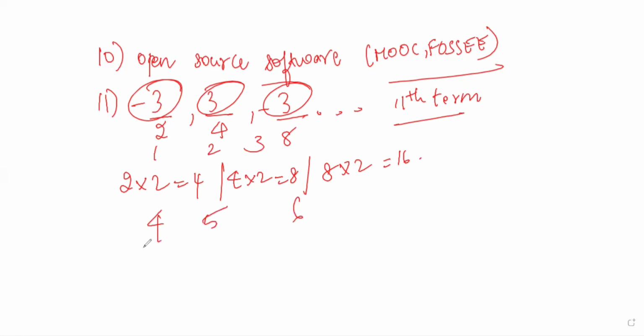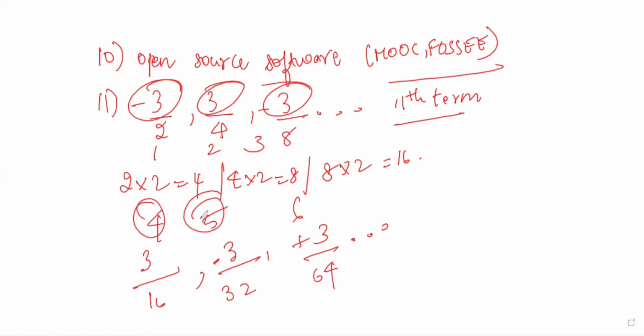If you take the 4th term, it is going to be 3. This is minus 3, right? Next will be plus 3. 3 divided by 8 into 2 is 16. Then minus 3, then plus 3. Here 16 twos are 32 and here 32 into 2 is 64. Likewise, this is the 4th term, 5th term and 6th term, and the 11th term will be minus 3 by 1024. This is the answer and this is how you must do this particular problem.